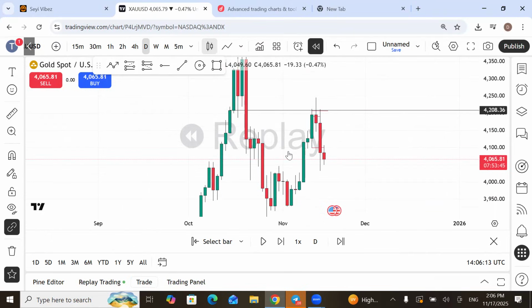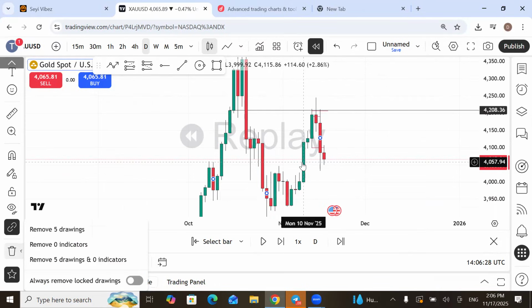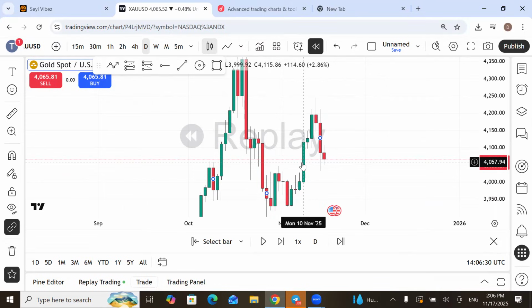Can you see that this low, price took out the external range, then came back for the internal. Price takes out the internal range, then comes back for the external. So that's how price moves. Now, how did I get these sales I got today? So let me take all this off.